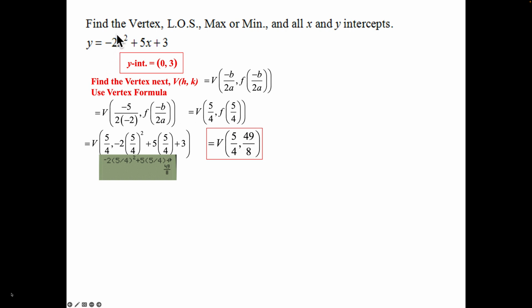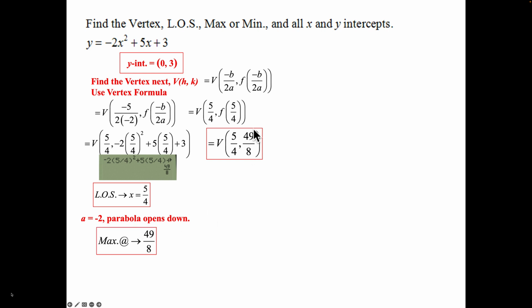Now here, because the a is negative, this is going to open down. So now my line of symmetry, x equals 5/4, but because it opens down, it's no longer a min, it's now a max at that y coordinate. So again, these are a positive x, positive y. That puts me in quadrant 1. Opening down, it's crossing the x-axis. I need to go find those values.